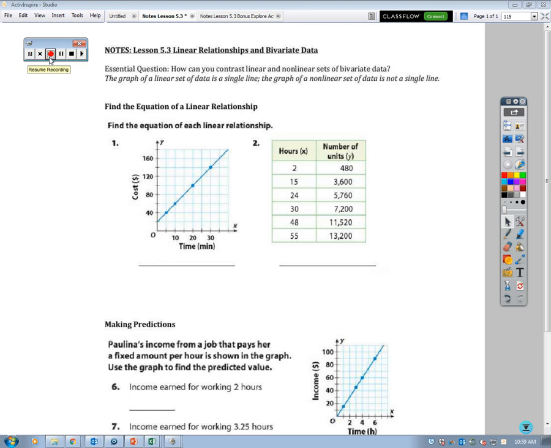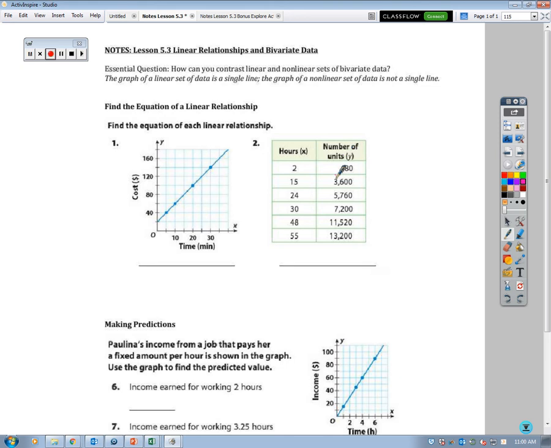Okay, Math 8 students, we are going to go ahead and move into lesson 5.3, linear relationships and bivariate data. First of all, we should have reviewed the vocabulary. Bivariate data means that you have two variables. So that's nothing different than what we have been doing already, meaning that we've got an x and we've got a y. So bivariate data, two variables. So an x set of values, a y set of values.